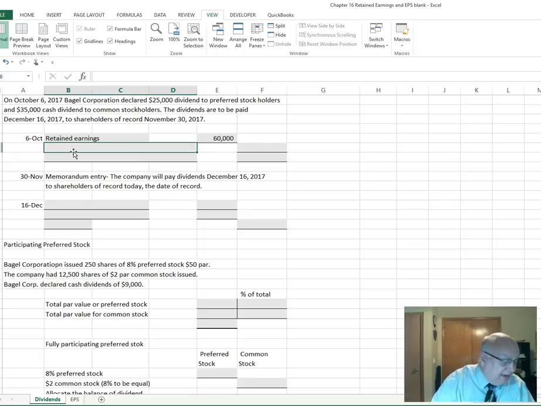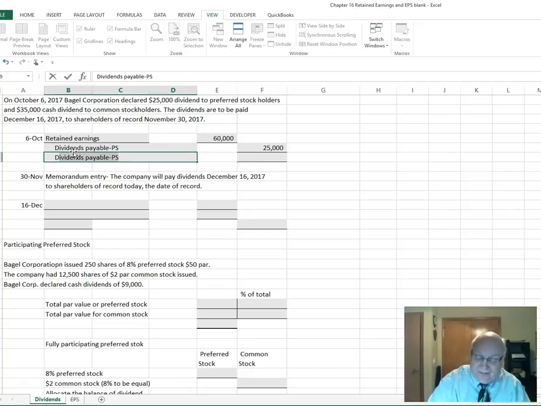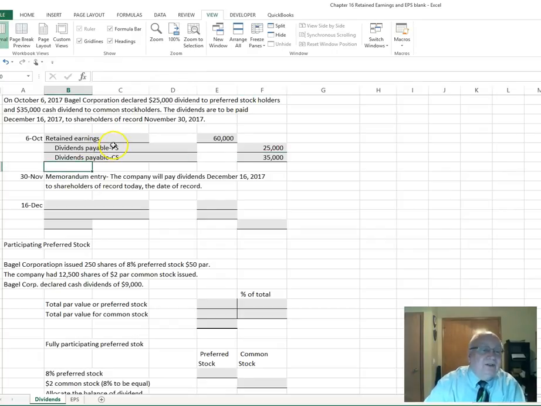Then we would have dividends payable for the preferred stockholders, and that was for $25,000. And then we have dividends payable for the common stockholders, and that's for the $35,000. Okay, so that's our entry on the date of declaration.